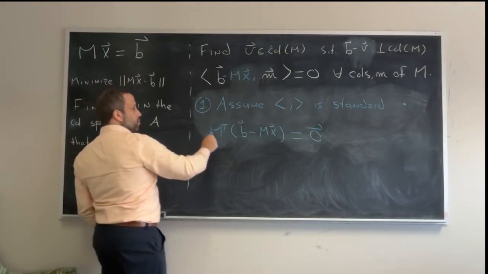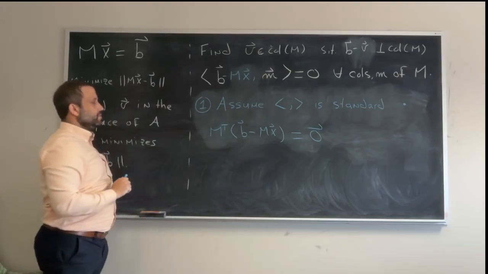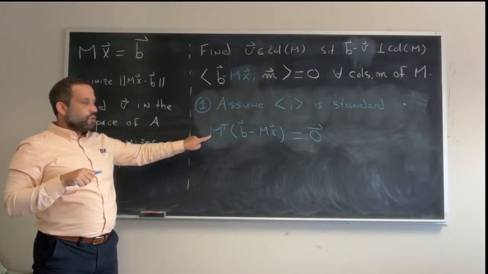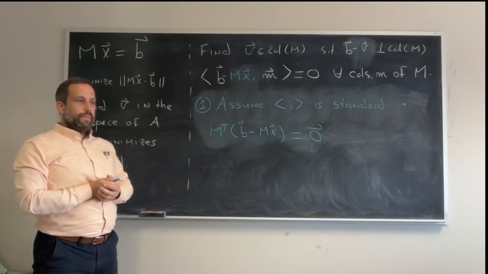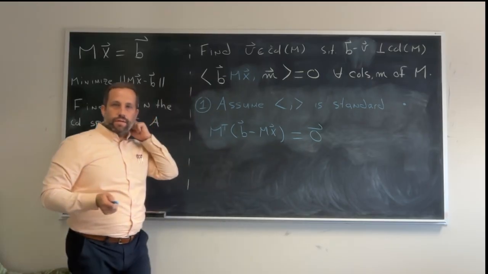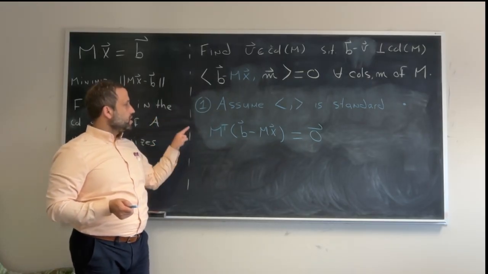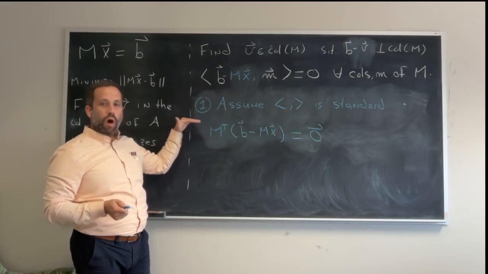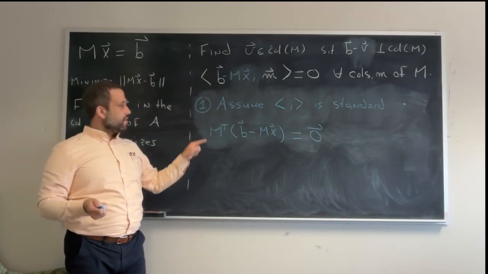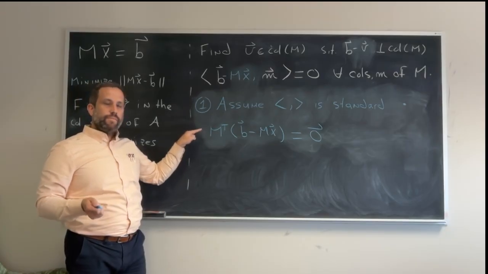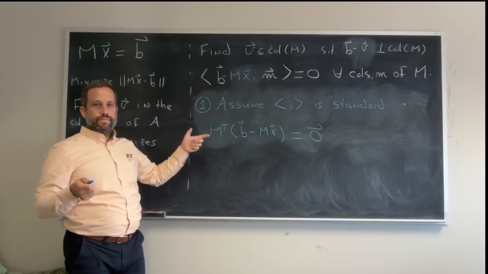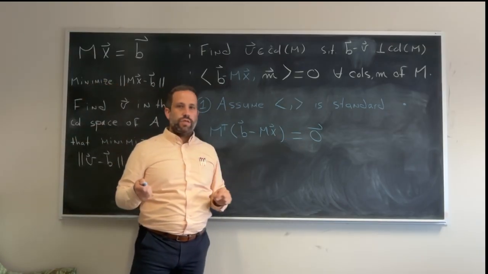Well, what are we doing when we do M transpose times this vector right here? Well, the rows of M transpose are the columns of M. So if I look at the first entry of this output vector here, it's going to be equal to the dot product of the first row of M transpose with this vector right here. But the dot product of the first row of M transpose is just the dot product with the first column of M. And we're saying that is equal to 0.